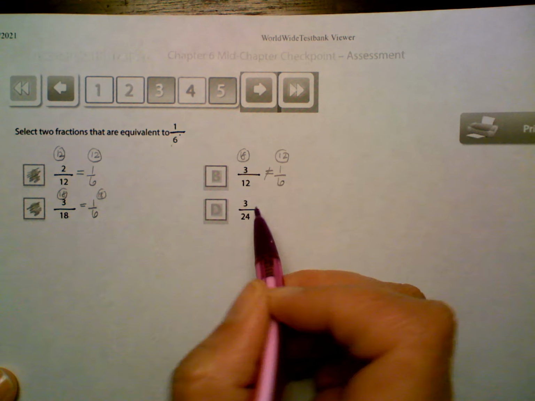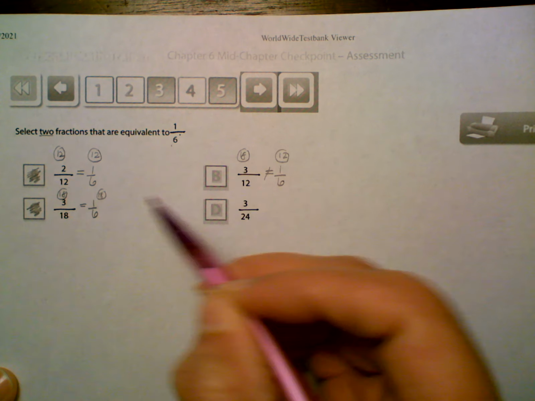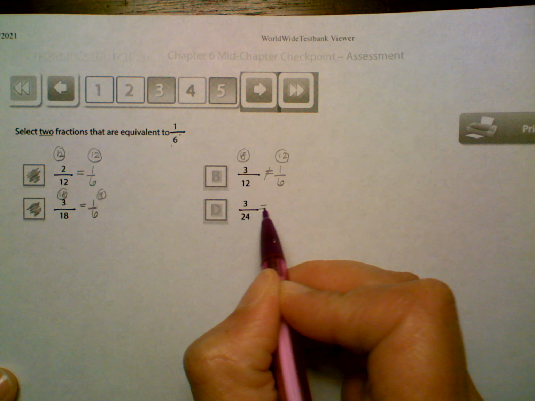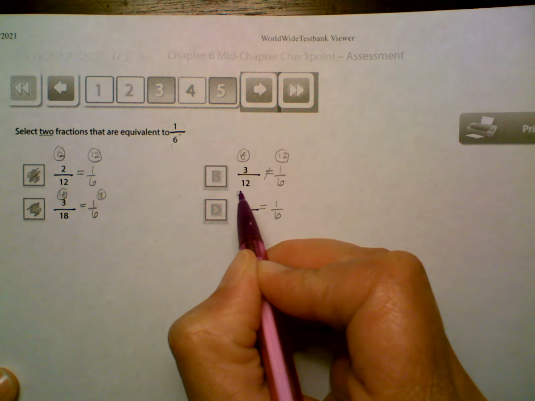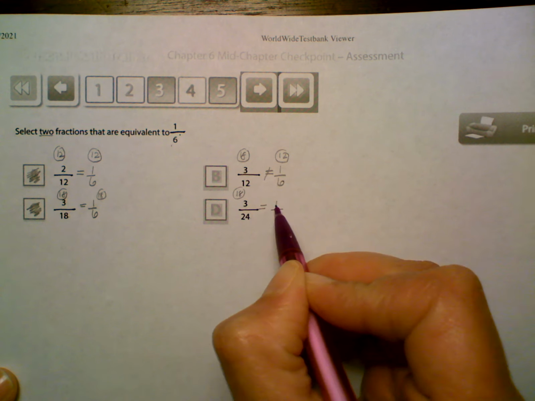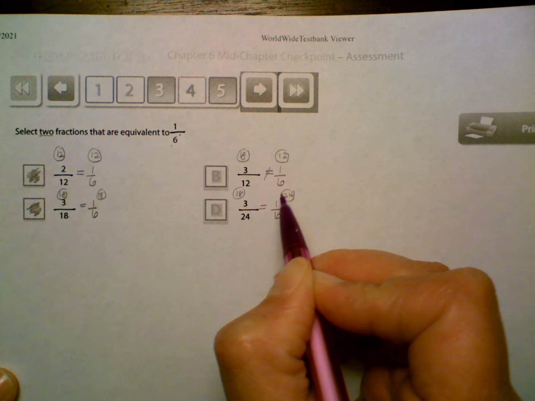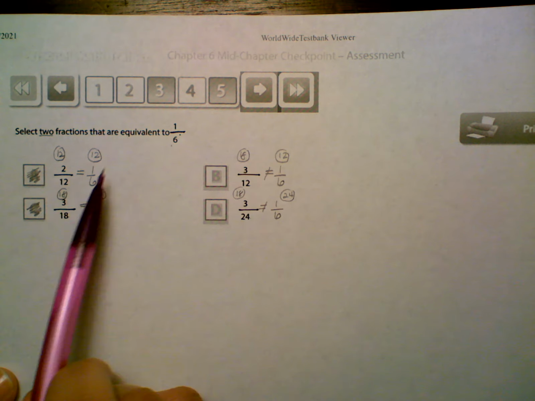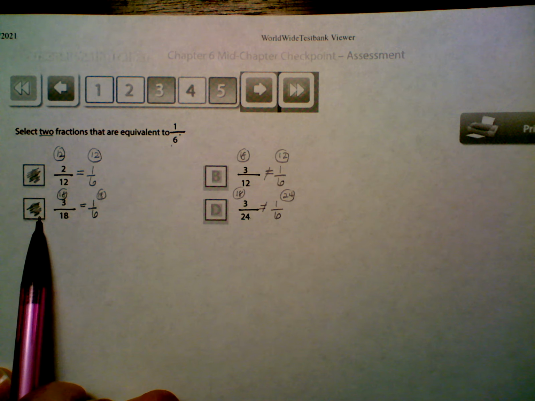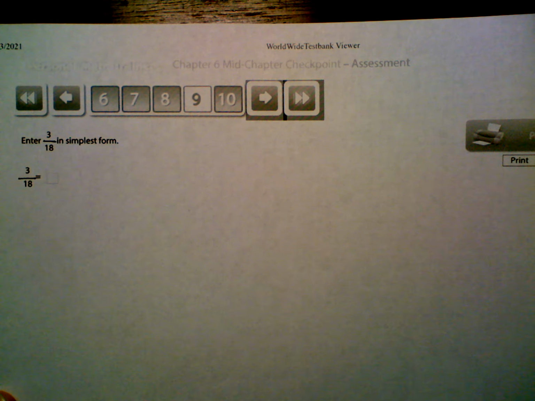And we've got to try one more, even though it says select two fractions. Want to make sure we're right. So 3/24, is it equivalent to 1/6? Well, 6 times 3 is 18, and 24 times 1 is 24. These are not equivalent. So the two fractions that are equivalent to 1/6 are choice A and C. All right, boys and girls.